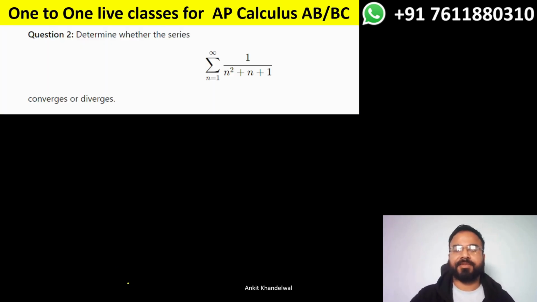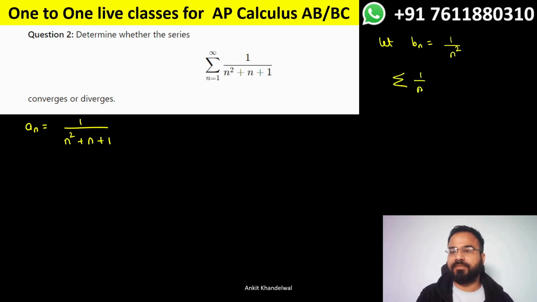Let's take another example. Here also we need to compare whether the series converges or diverges. So in this case, what is our an? 1 upon n square plus n plus 1. And let us say the bn I am assuming, just remove this n plus 1. So only 1 by n square is there. Now which type of series is this? That's a p series.